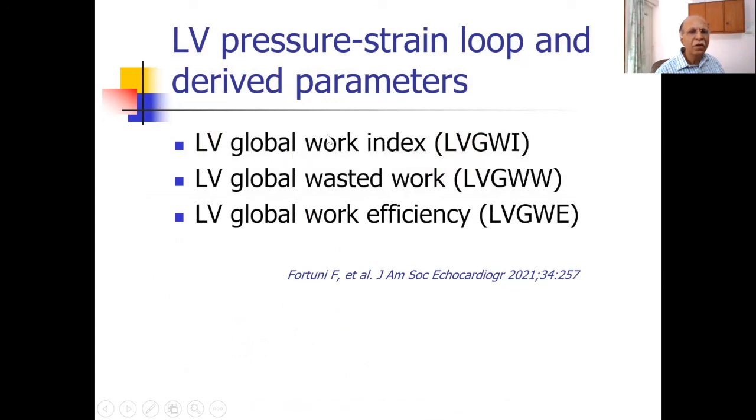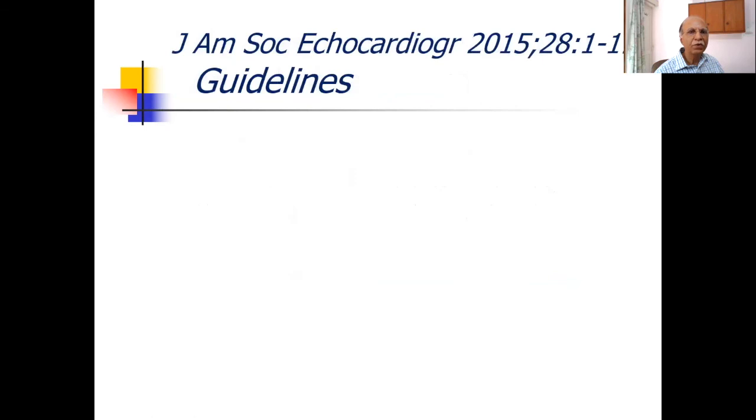It is important because in the presence of decreased global longitudinal strain, if the global work index is normal, it indicates that the LV is still compensating and the outcome will be better as compared to those where the global longitudinal strain has decreased and the global work index has also decreased. This is currently being evaluated in larger studies, so we'll get more information in times to come.